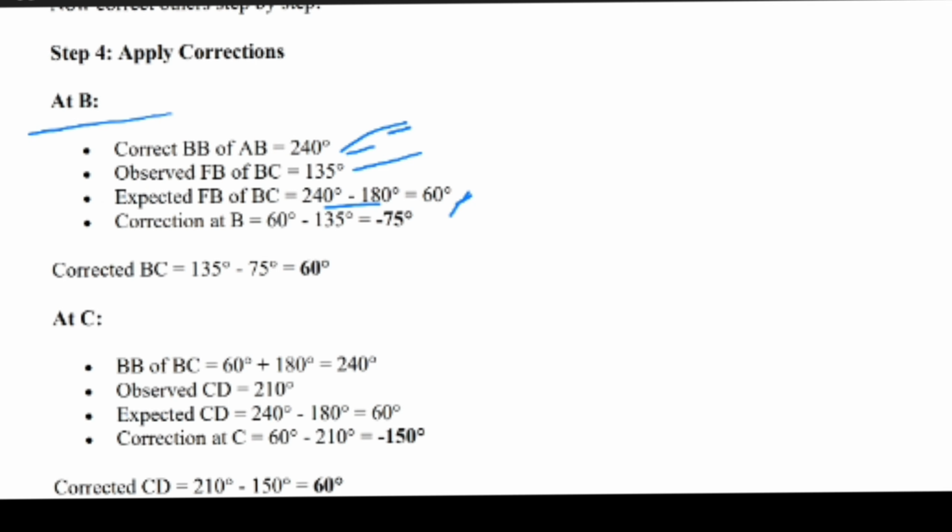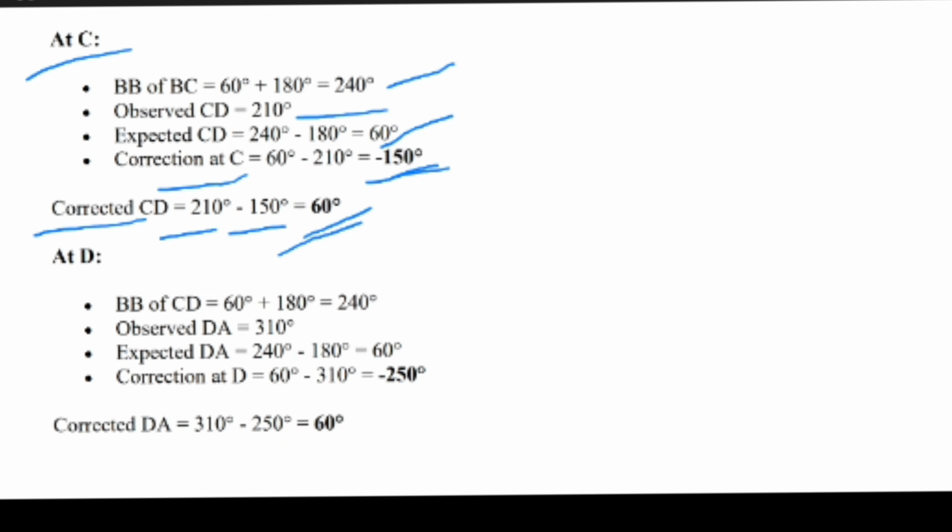But we got the fore bearing of BC as 135 degrees. What you have to do? Correction for the bearing: 60 degrees minus 135 degrees gives minus 75. Once you get the correction, you apply it to the observed fore bearing: 135 degrees minus 75 degrees, you will get the corrected bearing. Okay. Do the same way at point D.